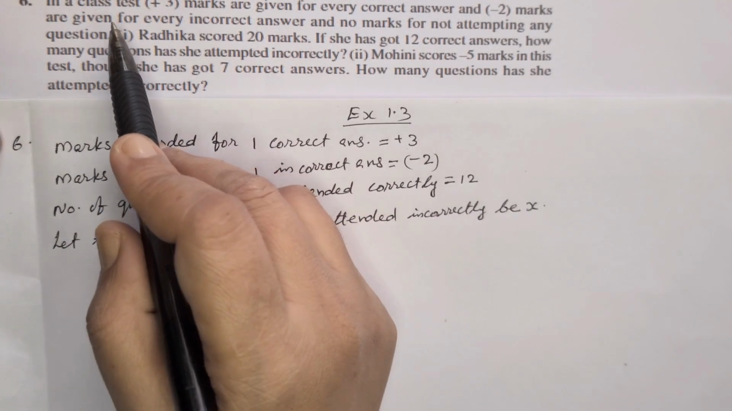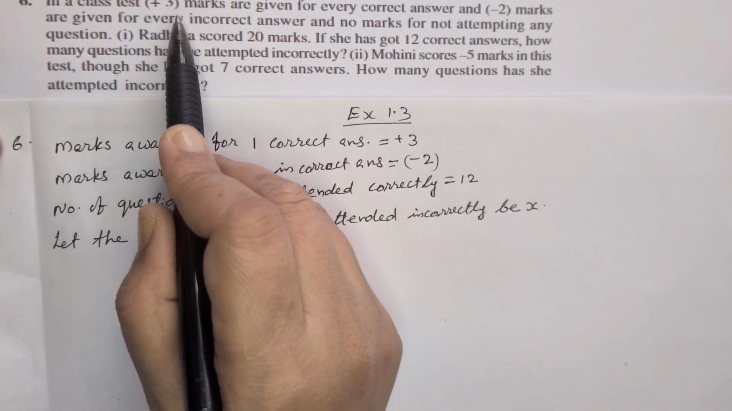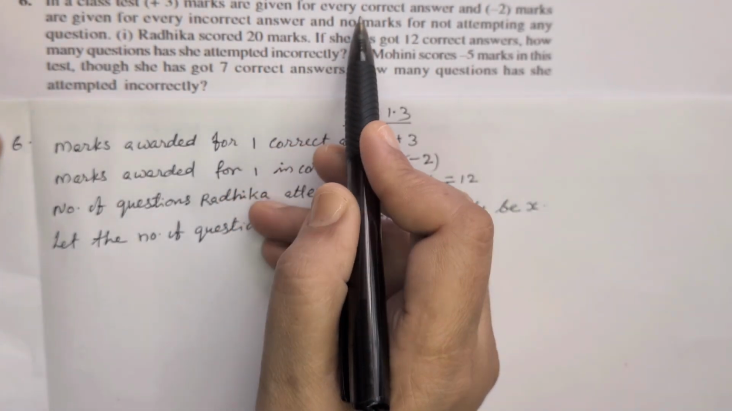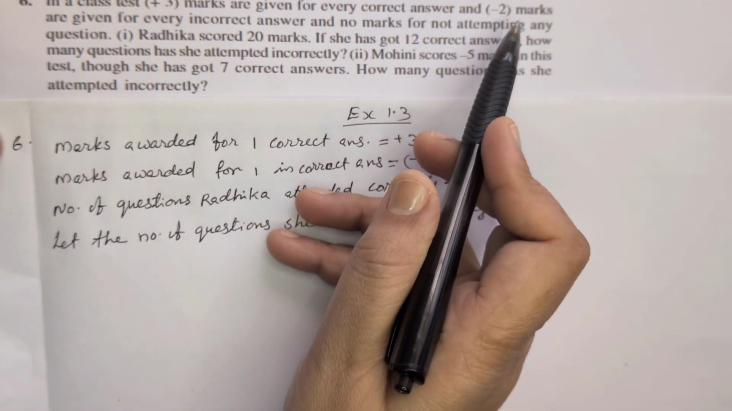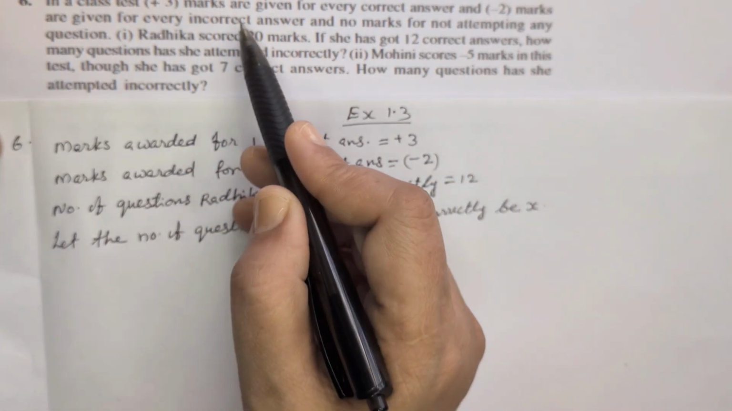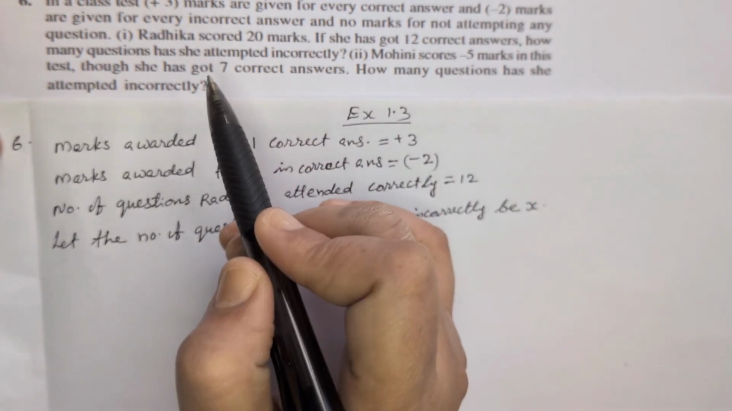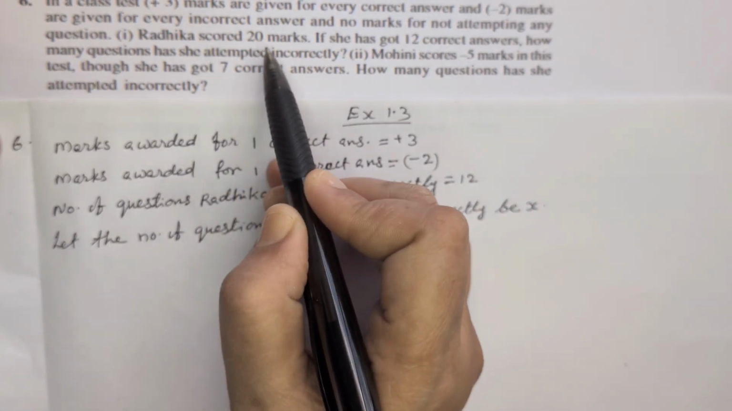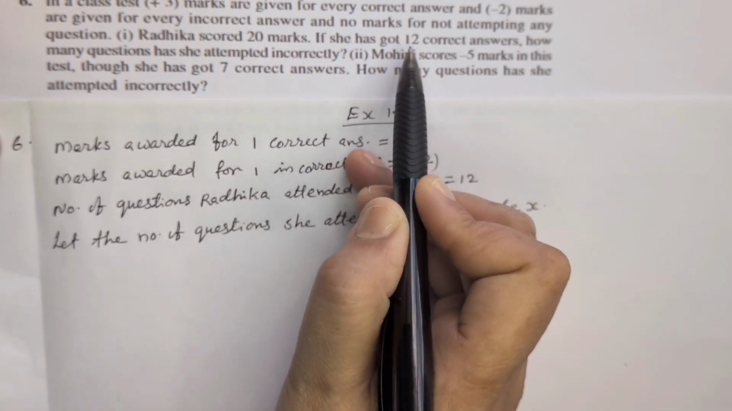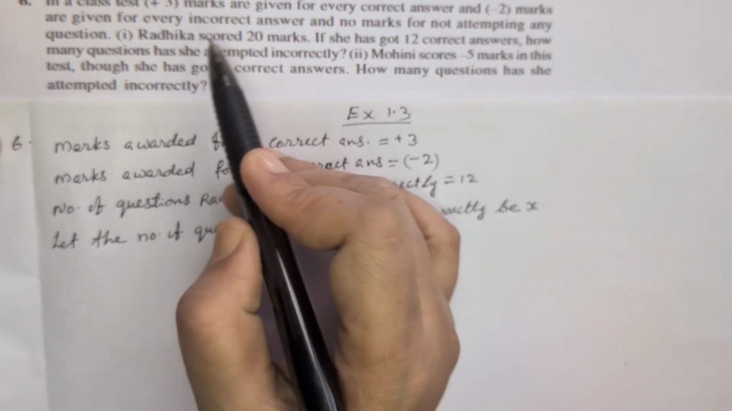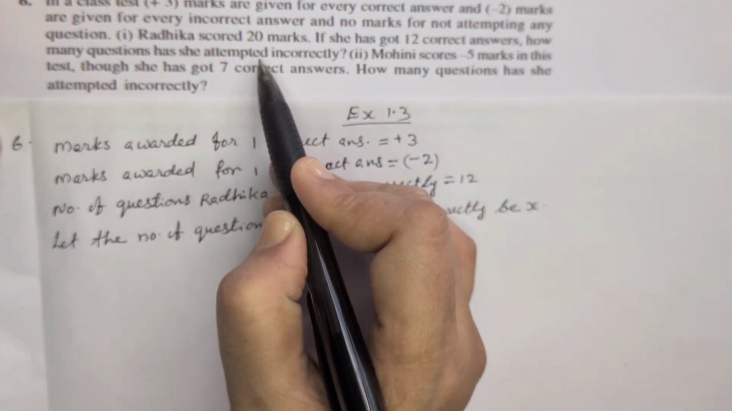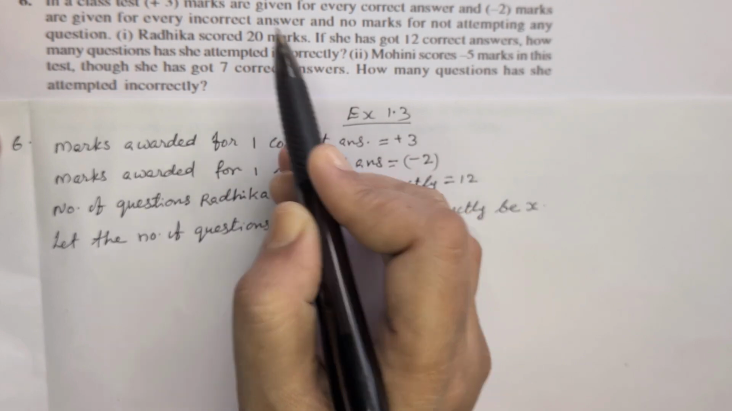Question number 6. In a class test, 3 marks are given for every correct answer and minus 2 marks are given for every incorrect answer, and no marks for not attempting any question. First part: Radhika scored 20 marks. If she has got 12 correct answers, how many questions has she attempted incorrectly?